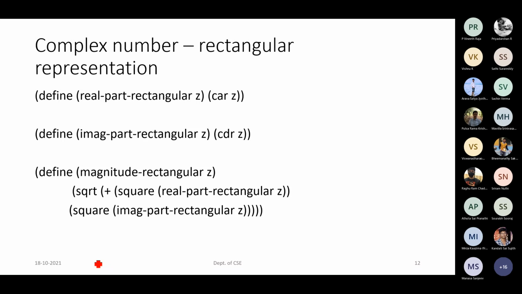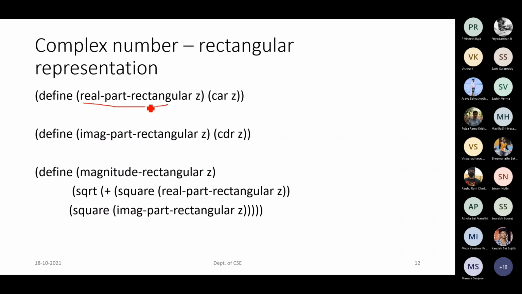Since we know this, what we have done is rewrite the procedure, giving two names. If your complex number is in the rectangular form, I have defined this real part with rectangle form. The name I have used, I have just modified by appending rectangle at the end.